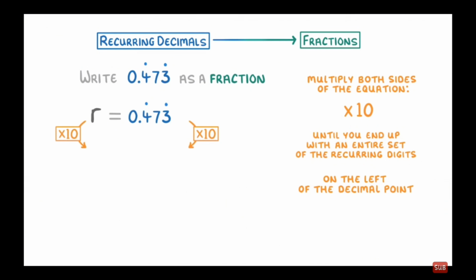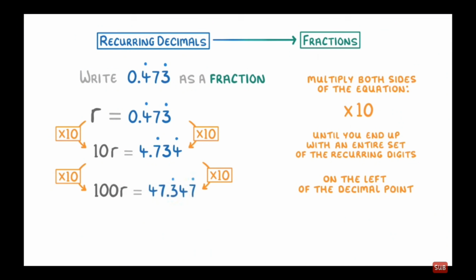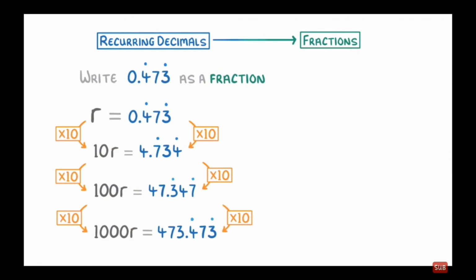So if we multiply it by 10 once, we'll get 10R equals 4.734 recurring. Times 10 again gives us 100R equals 47.347 recurring. And times 10 once more gives us 1000R equals 473.473 recurring. So we now have a full copy of the recurring digits to the left of the decimal point, and so we can stop multiplying by 10. And to give ourselves some more space, let's just rewrite this up here.